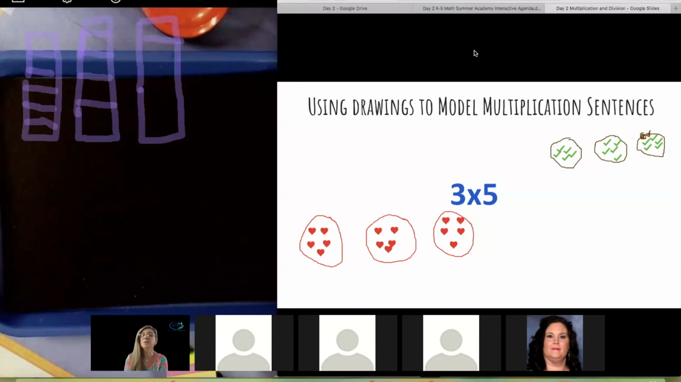Okay. So this is what part of that CSA model? Semi-concrete. The semi-concrete. Yes. So we did the concrete. You did that with your tools. And now you're doing the semi-concrete where you're actually drawing and doing those illustrations. All right, good deal. Great.